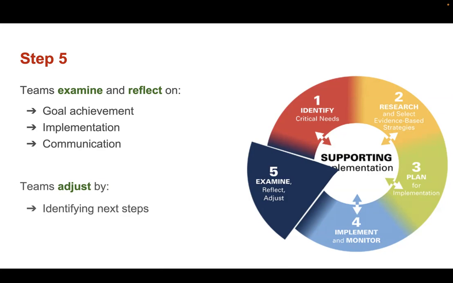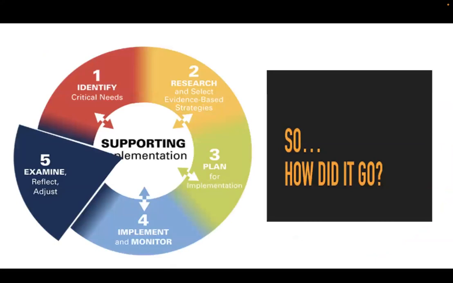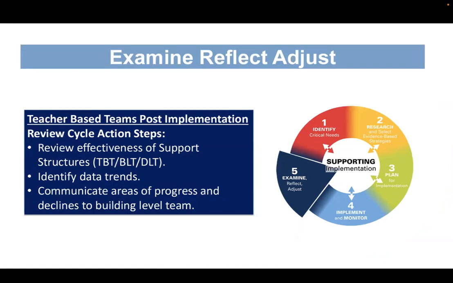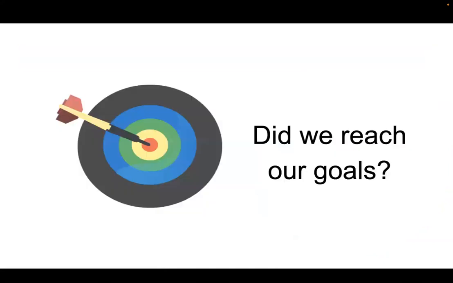And then in the communication phase, was the information shared amongst all the levels so that everybody knew how things were going? And you do your adjustments by identifying the next steps. Again, that should be handled at the team level. Basically asking yourself and asking your teams, how did it go? A couple of slides here on examining, reflecting, and adjusting from the district, building level, and teacher-based teams, how you're going to review the effectiveness of what you've implemented.